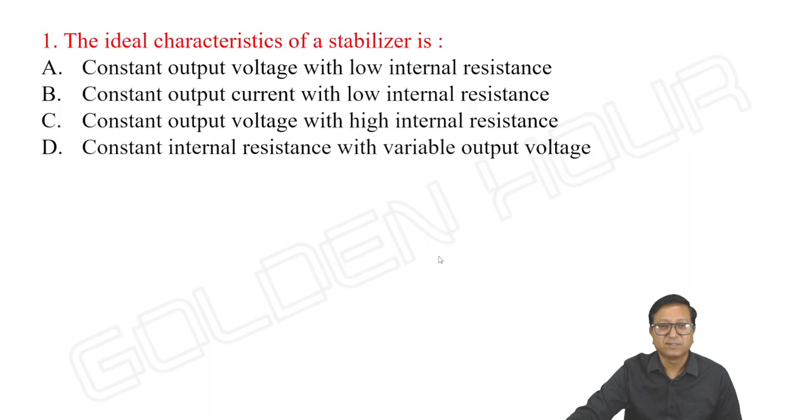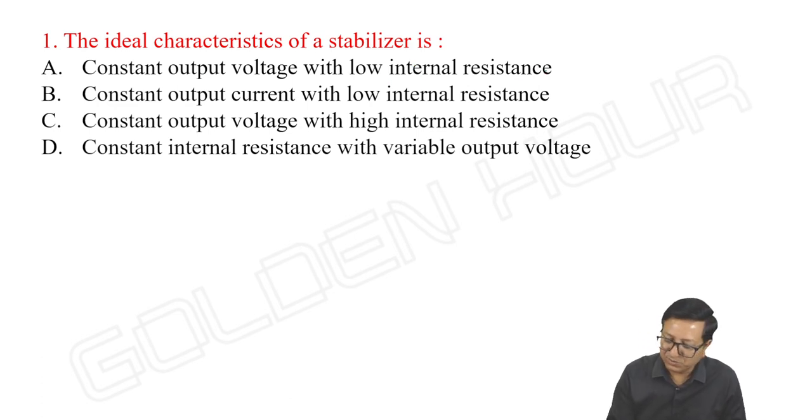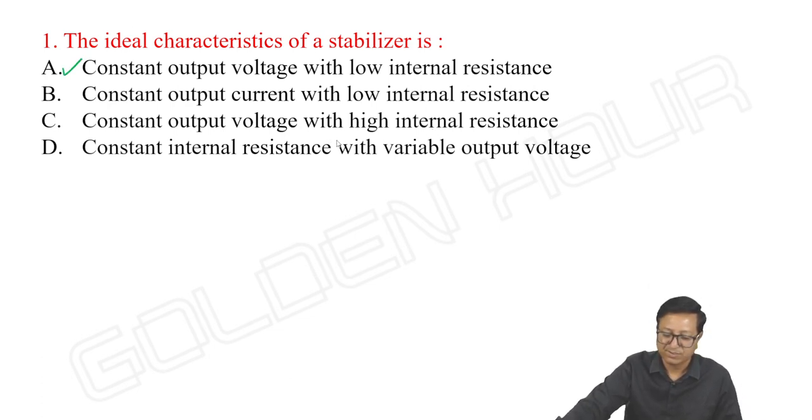Then see the first question. Ideal characteristics of a stabilizer. What are its characteristics? It maintains constant output voltage with low internal resistance. So constant output voltage with low internal resistance, option A is correct. Remaining options, no need to see.